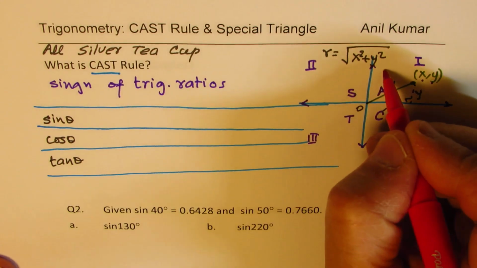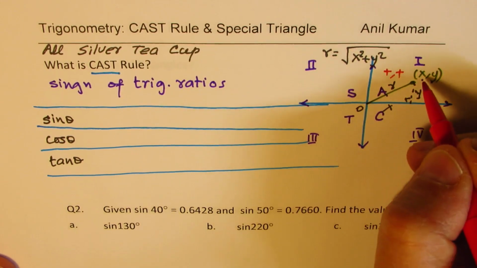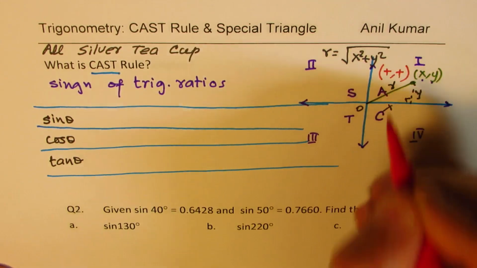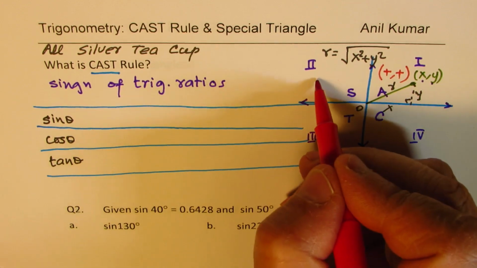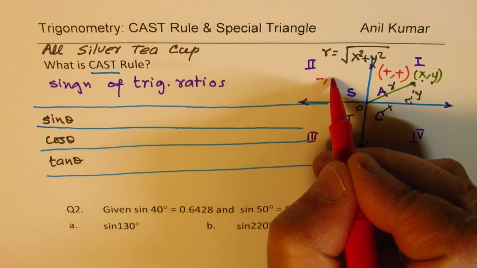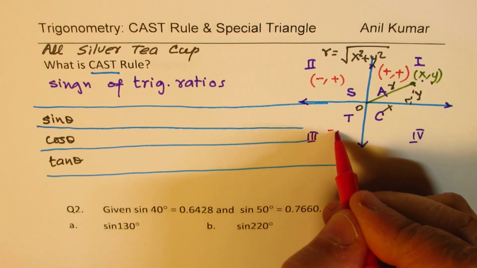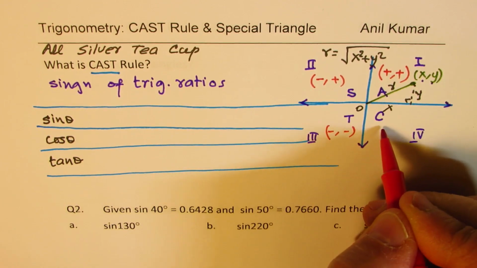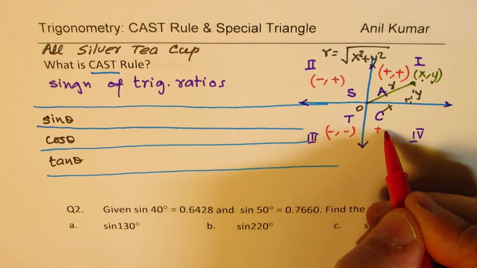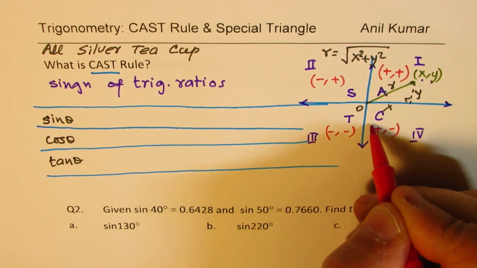In quadrant 1, both are positive, right? X is positive, y is also positive. Here, however, x is negative, right? So we have a negative x value, but a positive y value. In this quadrant, we have both negative values, and then we have a positive value for x, but a negative value of y in quadrant 4.